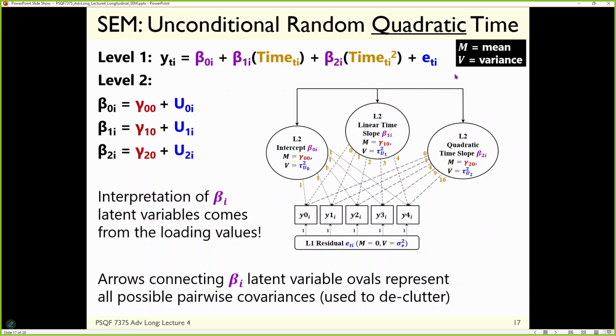And these arrows connected to the bar across is the lazy person's way of saying all possible covariances among these. I like that. Keeps it less cluttery. So we are enforcing the interpretation of these via the constraints.